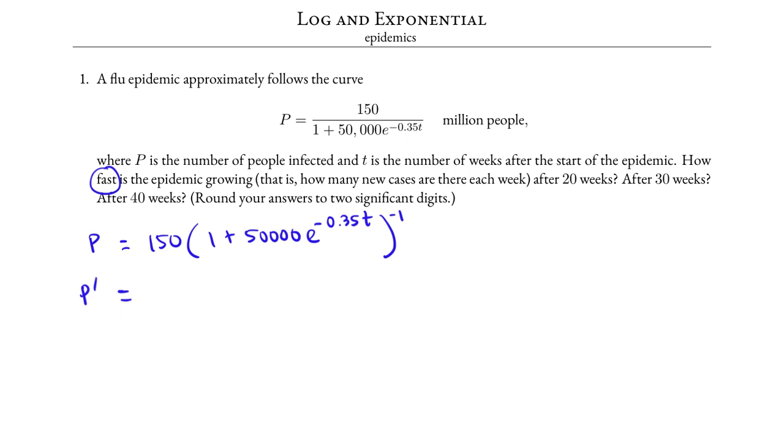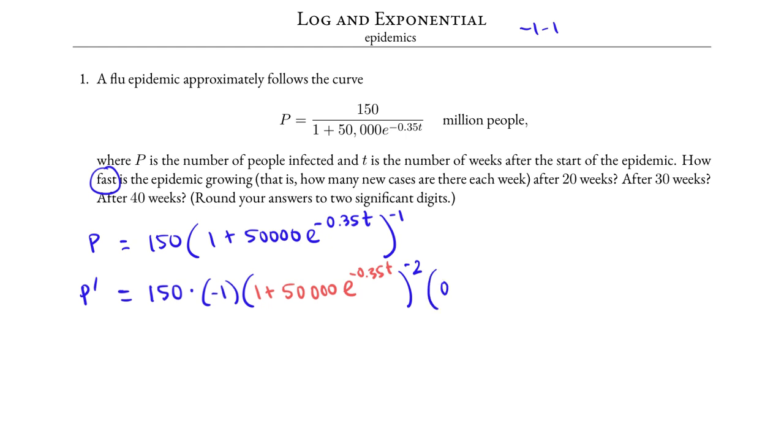P prime, or dp dt: 150 is a constant multiple, so we would rewrite this. The next function is the power function with the power negative 1. So we bring down the negative 1 power and we lower the power by 1. Negative 1 minus 1 gives us negative 2 in the power. We always rewrite the inner function first. So the inside of the power negative 2 is 1 plus 50,000 e to the negative 0.35 t. And then we multiply the derivative of this function.